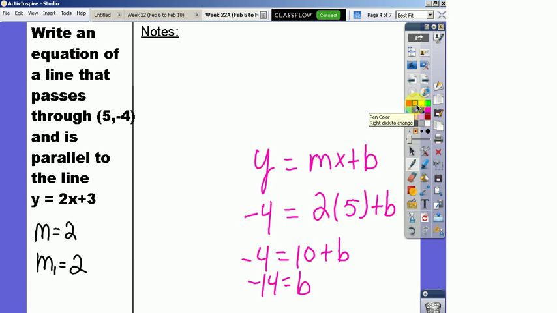Alright, so what's the equation of my line? Y equals what? 2x minus 14. Alright, y equals 2x minus 14. That's the equation of your line that is parallel to 2x plus 3, and it passes through the point 5, negative 4.